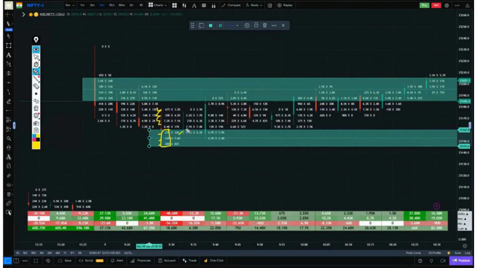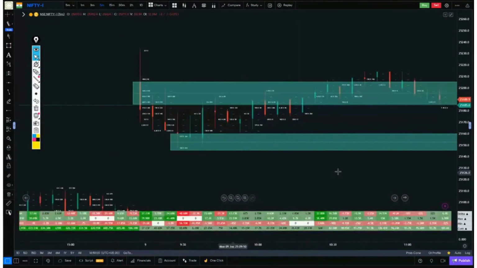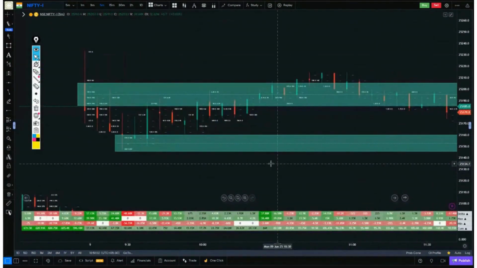But just after this selling, the market reversed from here as well. So what did we observe here? Buying absorption. Selling absorption. Has the market broken anywhere?